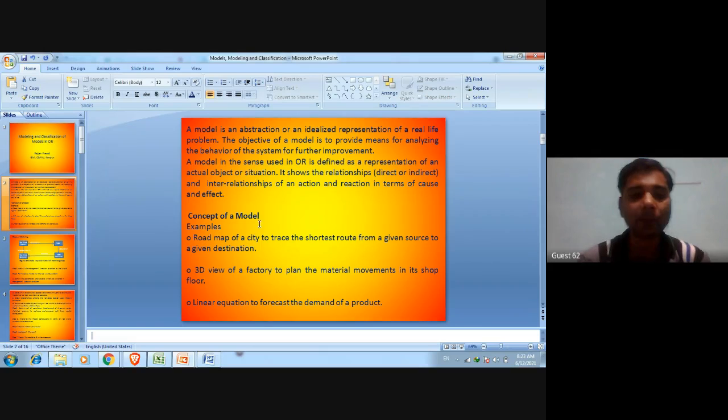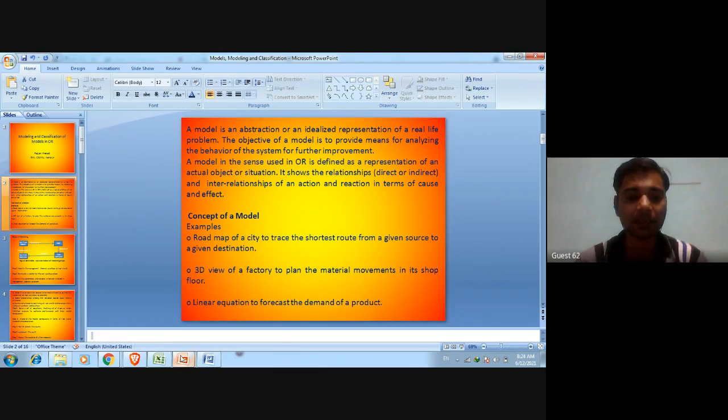So we have to construct a model. What is this problem? The problem was the road map of a city to trace the shortest route from a given source to a given destination. So you will design a model. This is your problem, for which you will construct a model which will be applied in your real situation. Also, a 3D view of a factory to plan the material movements in its shop floor, and a linear equation to forecast the demand of a product.